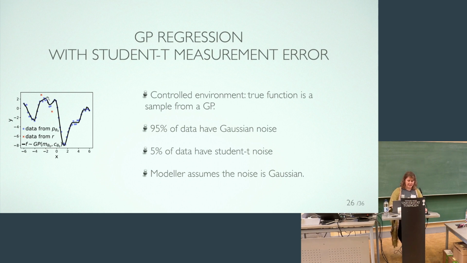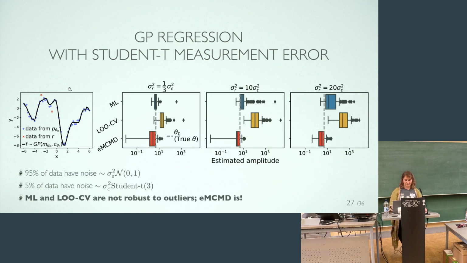So here in black, F is a sample from a GP. Blue points have added Gaussian noise, and these two red points are outliers. I think it's 2% of outliers that have student T noise. I should also say that this picture is for visualization purposes because we picked zero-centered student T noise. Most outliers aren't that far away from the blue points and aren't that obviously visible from the picture.